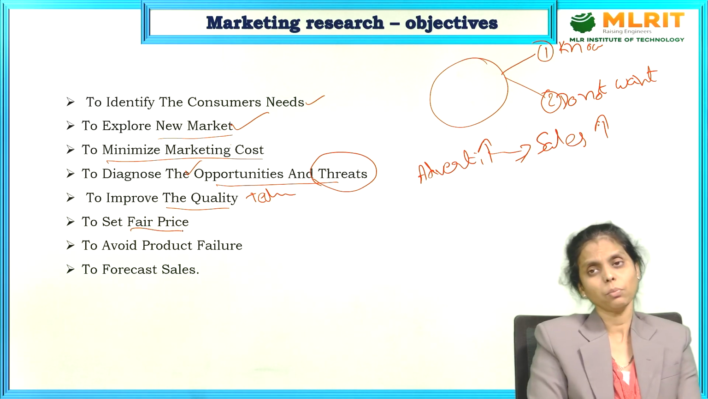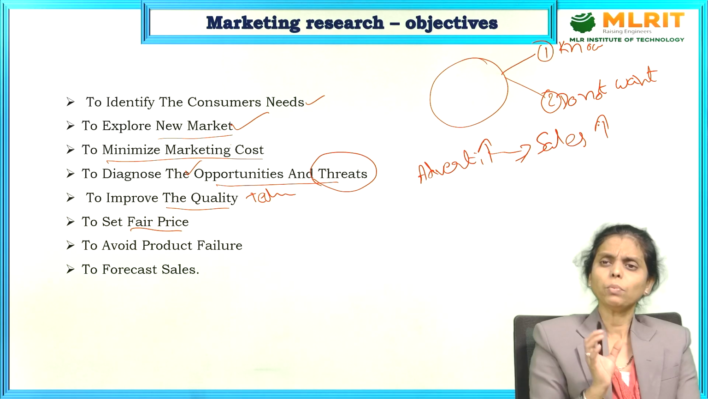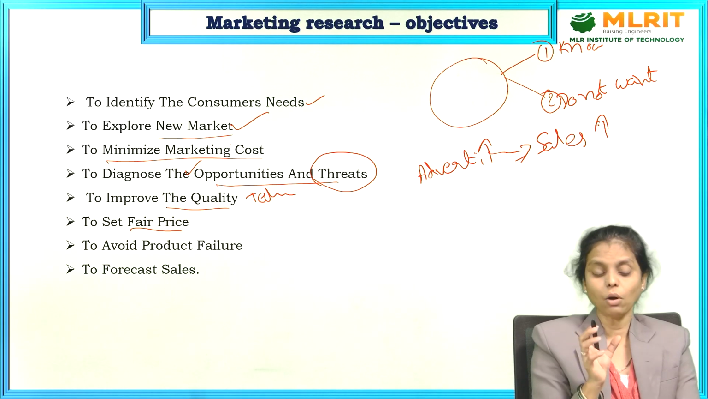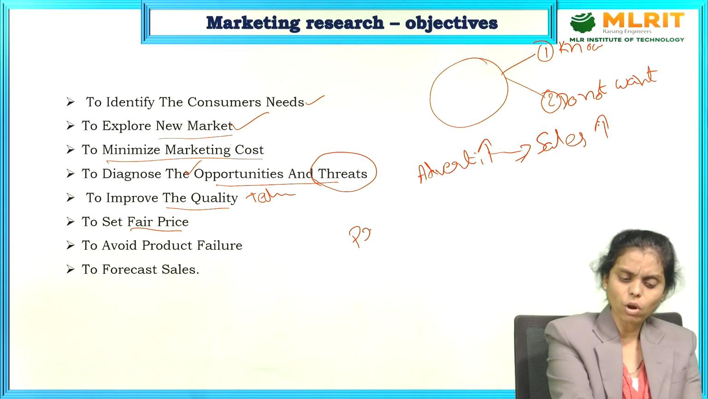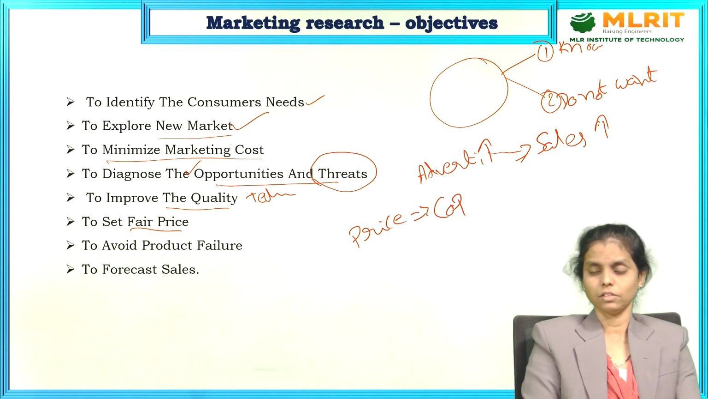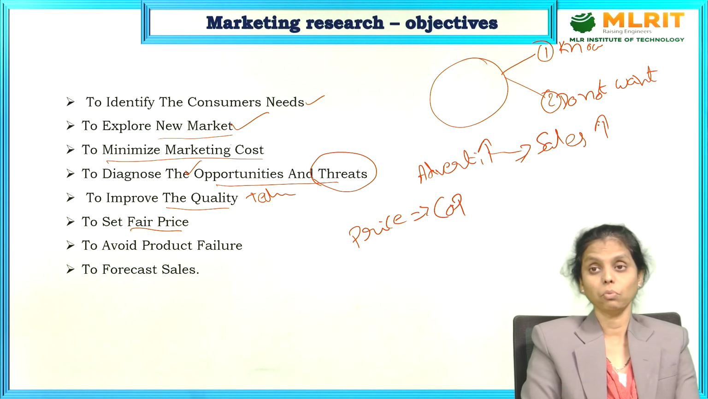Set fair pay. Fair pay here means acceptable pay, acceptable prices. Now, how do we find out what is the right price for our product? Price does not always mean only the cost of production. That is under the control of the organization. So whatever I have spent, can I get back the same from the customer? No.